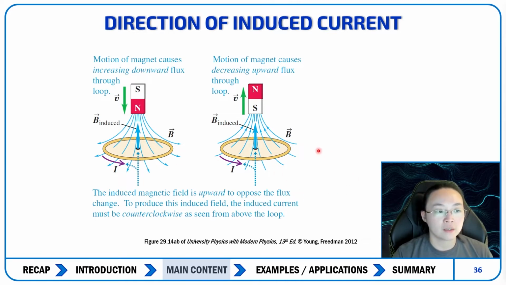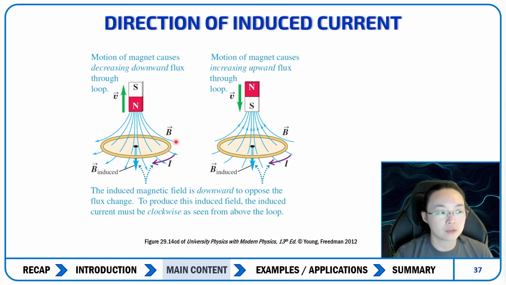Now, on the right side, we have the south pole of the magnet facing downwards, and we're trying to move it away from the loop. If we're moving the bar magnet away, then there's going to be less and less flux going through the loop. So there's a decreasing upwards flux, because it's pointing up for the direction of flux. If we have a decreasing upwards flux, that means we should have an increasing upwards flux to keep everything the same and cancel things out. So the induced field must point up, and therefore the current is still going to go counterclockwise.